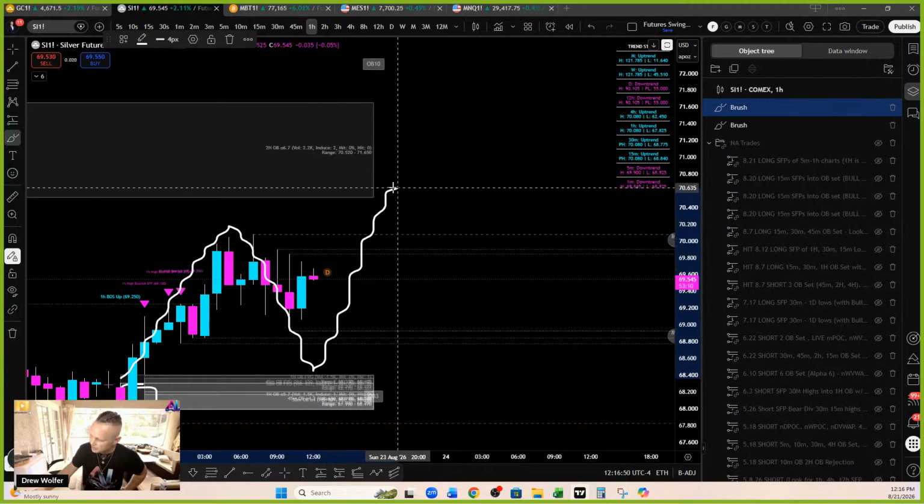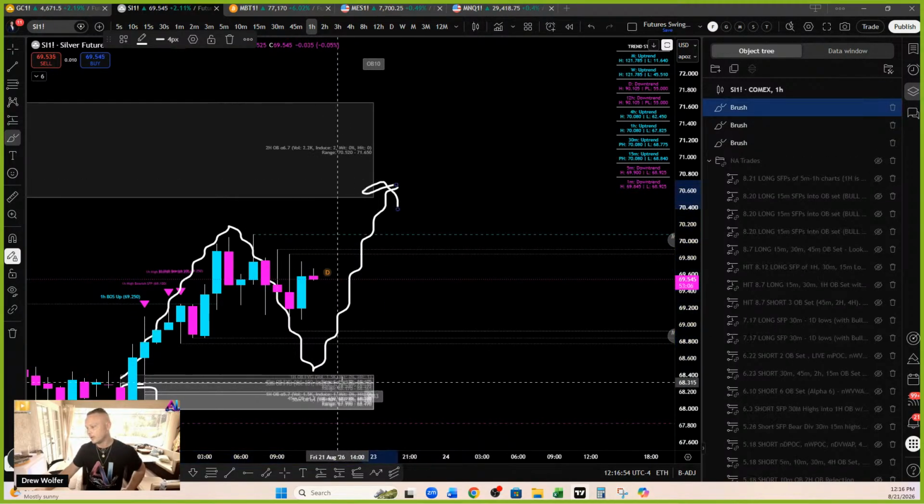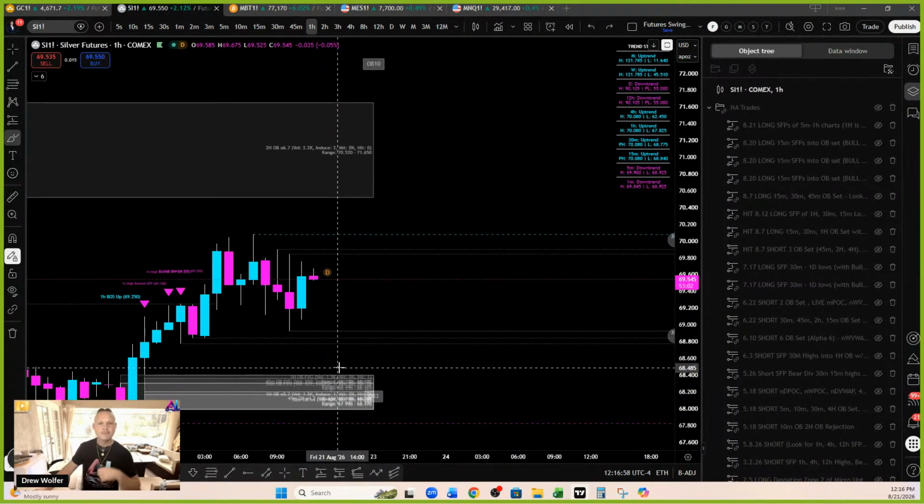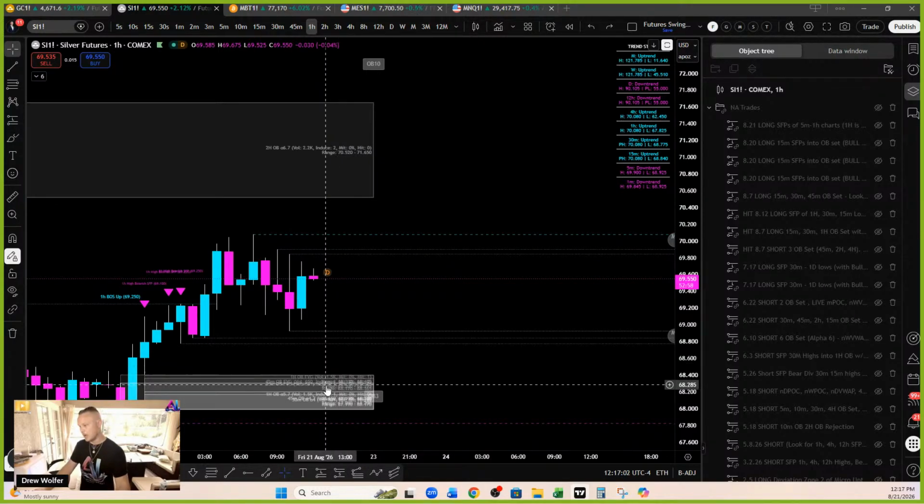You're going to come down and test the fair value gaps more likely than you're going to actually get inside of the order block. That's why we have both the fair value gaps and the order blocks showing.